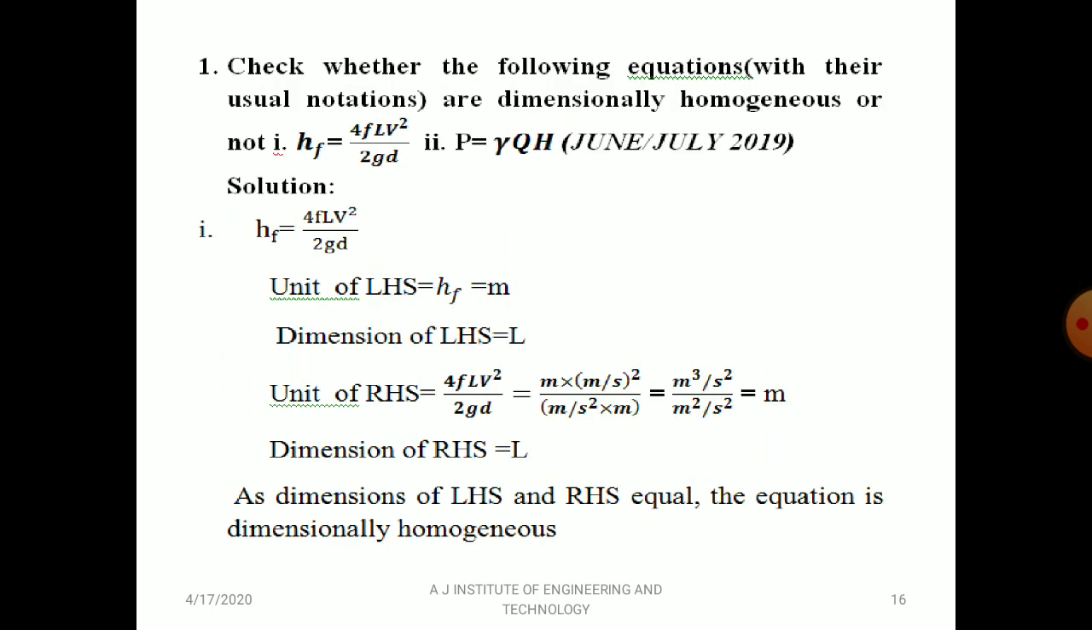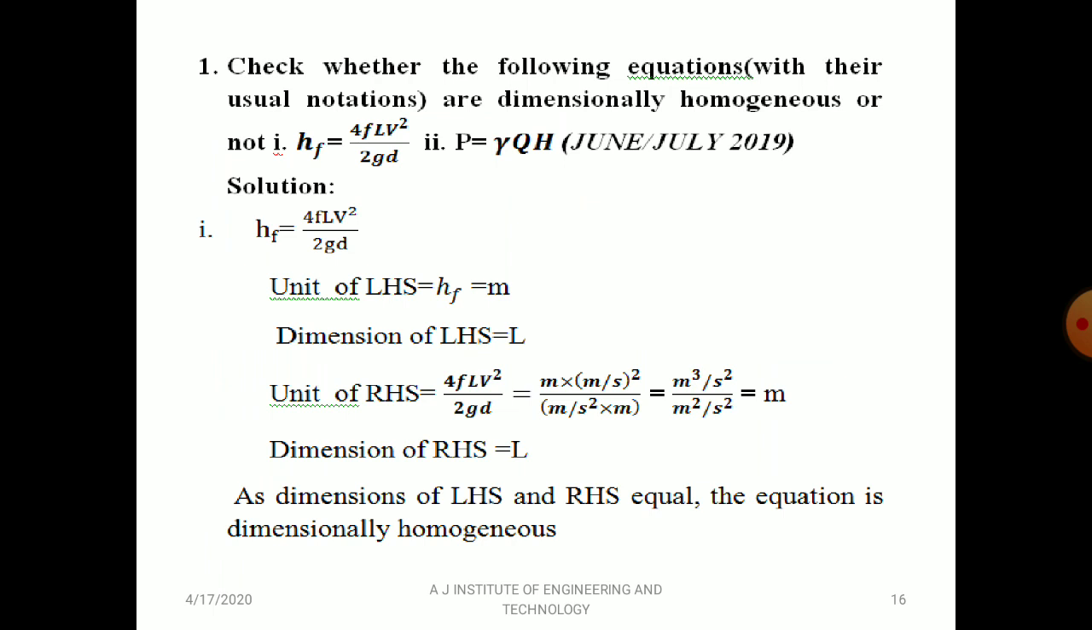Check whether the following equations with their usual notations are dimensionally homogeneous or not. So let's check the dimensional homogeneity of the following expressions. First one, hf equal to 4f L V square divided by 2gD, and P equal to gamma QH. This was the question asked in June-July 2019.